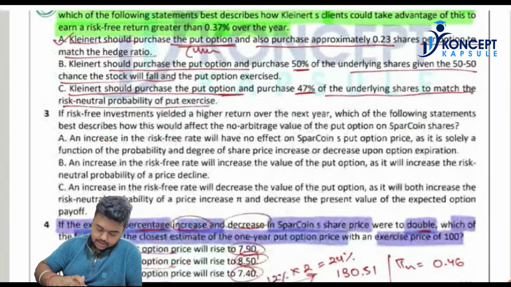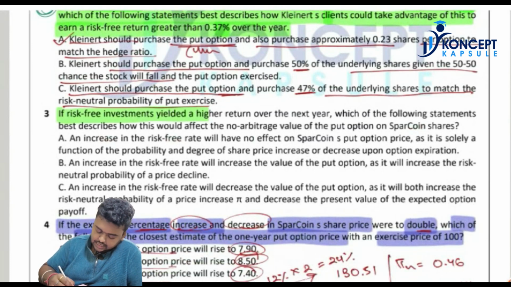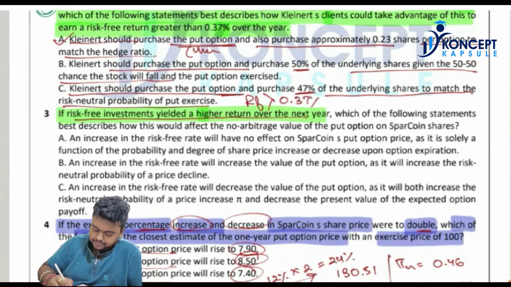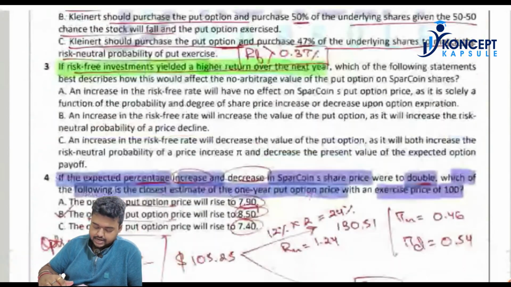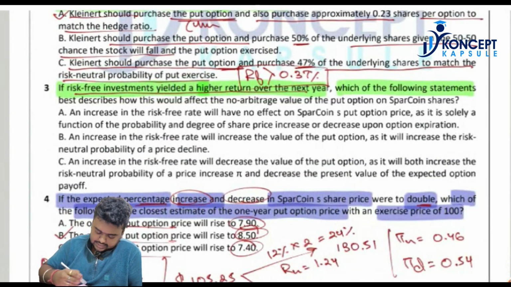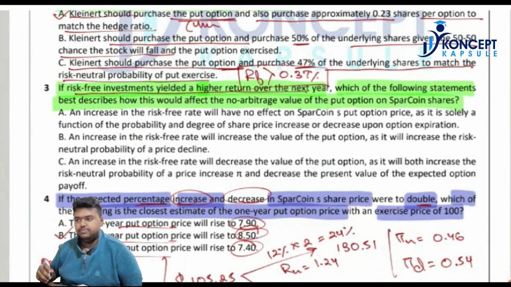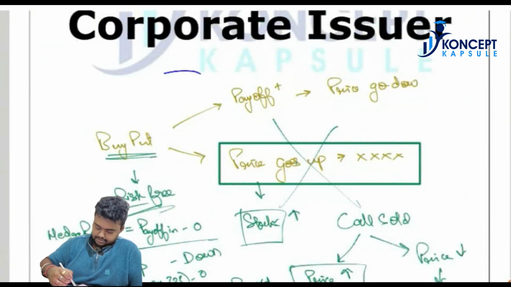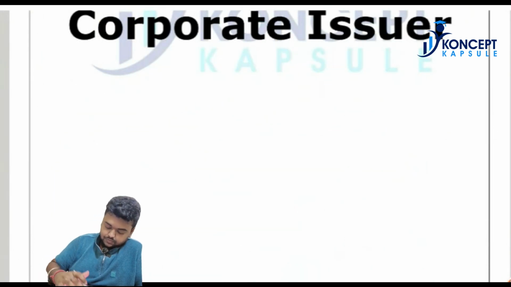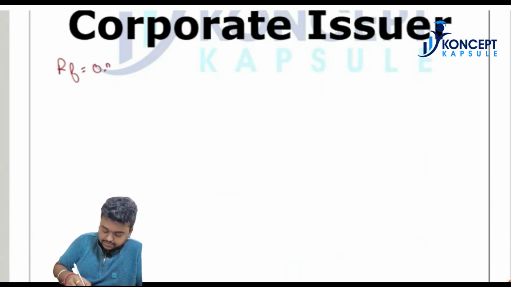Okay. Let us see question number 3. If the risk-free investments yield a higher return over the next year, so basically the RF is greater than 0.37 now. We were given RF is 0.37. Question number 3 is saying that RF is greater than 0.37. Which of the following statements best describes how this would affect the no arbitrage value of put? Earlier RF was 0.37. Now RF is greater than 0.37. So what will be the value?